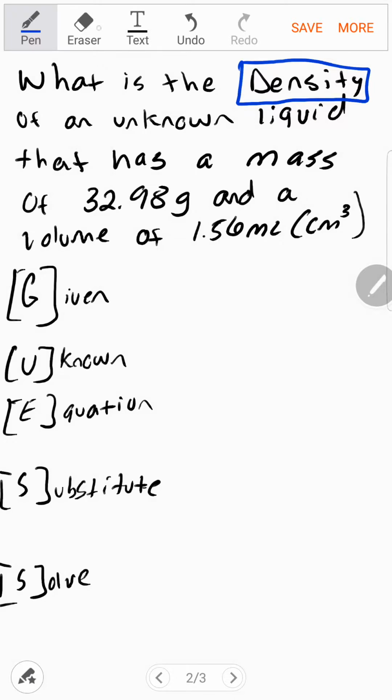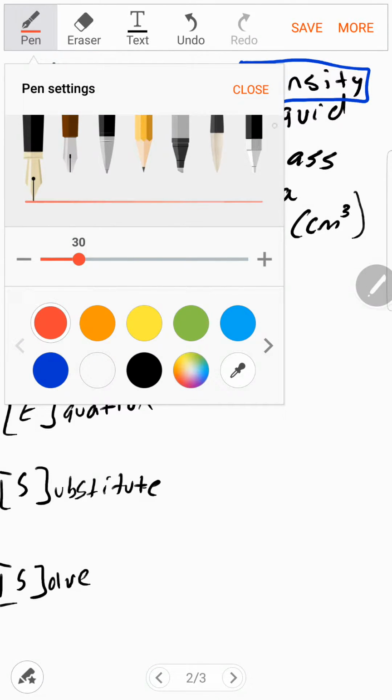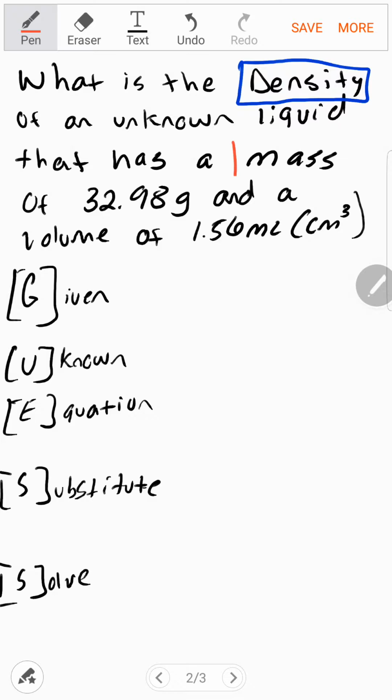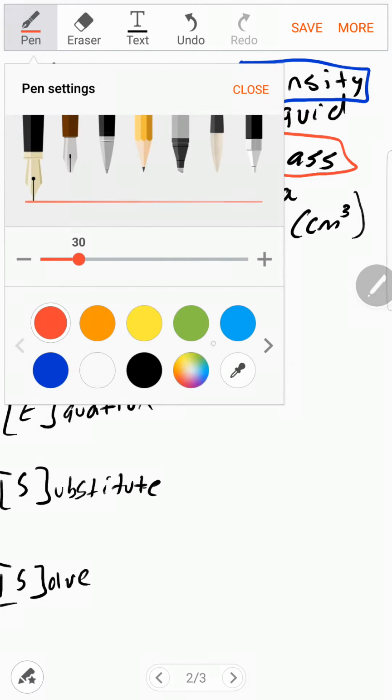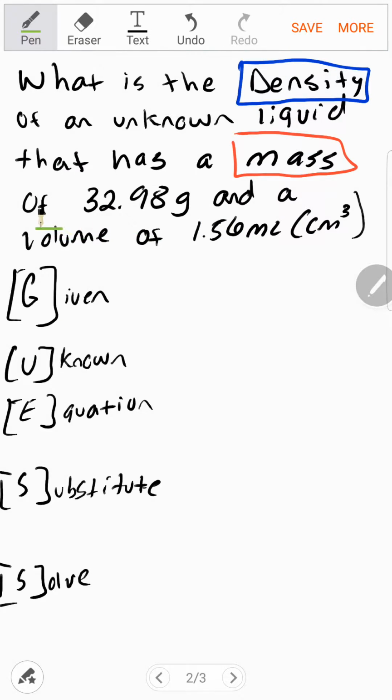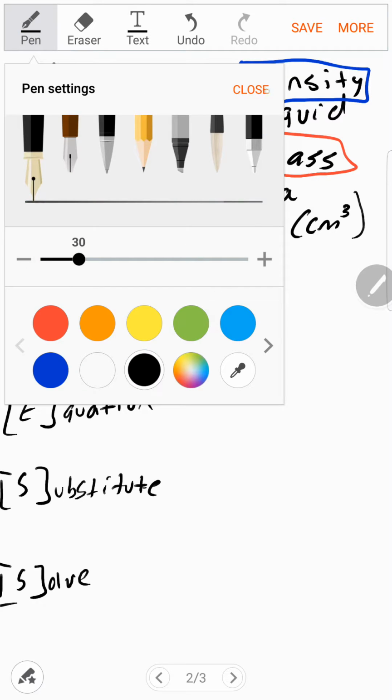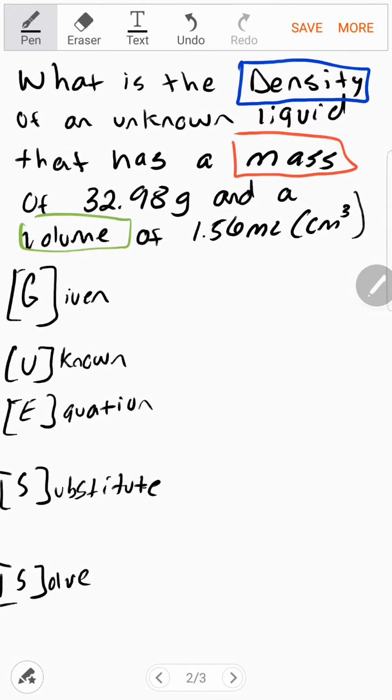That part is something that I don't know. But I'm given two other things. I'm given that it has a mass, and I'm given that it has a volume. Okay? So I'm going to write those down. The GUESS method stands for write down your given variables. So I have two things that I'm given. I'm given a mass of m equals 32.98, and the unit given is a gram, and I cannot forget that.